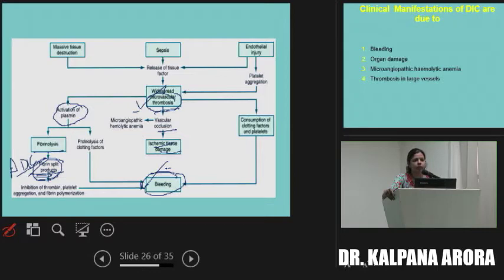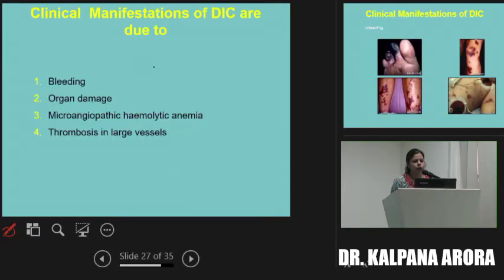Yes, one thing there would be thrombocytopenia. Then? Yes, very good. What you get is known as microangiopathic hemolytic anemia. So because of that, you will get the RBCs which are broken down. So the clinical features of the DIC are there because of the bleeding due to organ damage, due to microangiopathic hemolytic anemia and thrombosis. So what will be there?